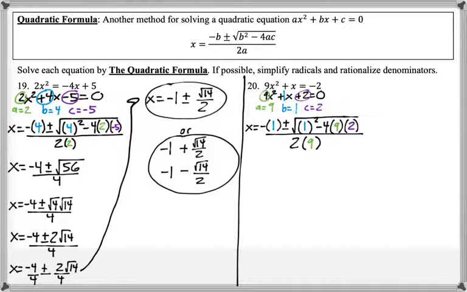And then I want to simplify. So x is equal to -1 plus or minus the square root of -71 all over 18. And because I have a negative on the inside of the square root, I want to bring that out as an i.